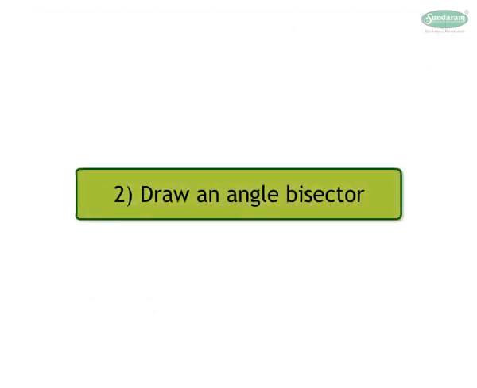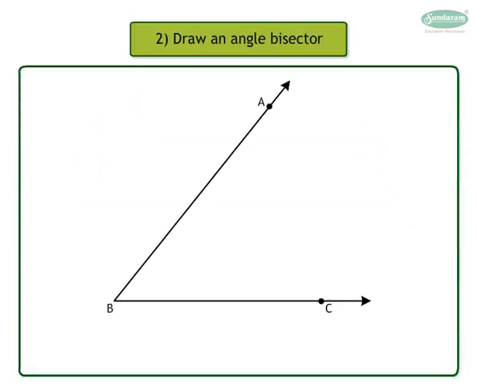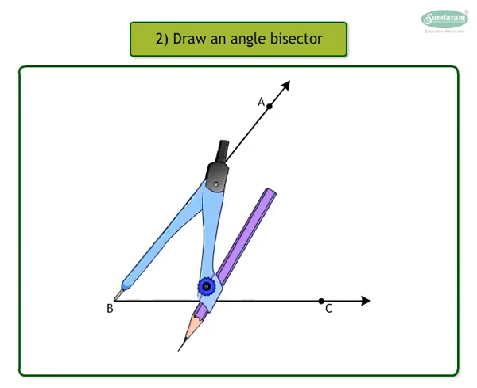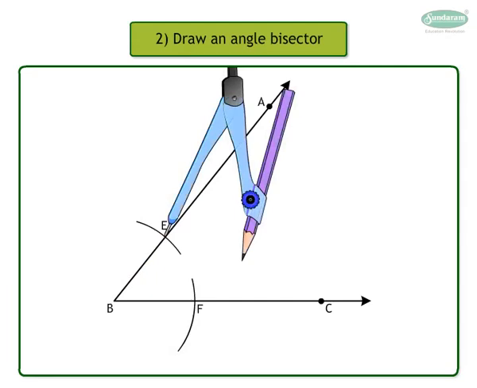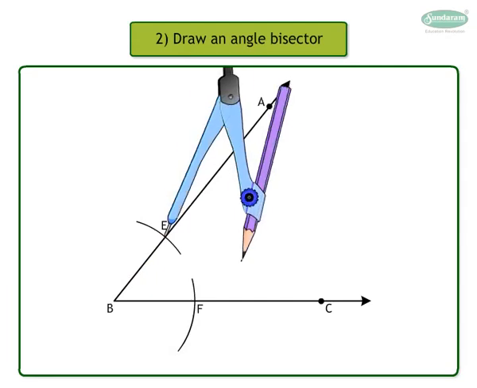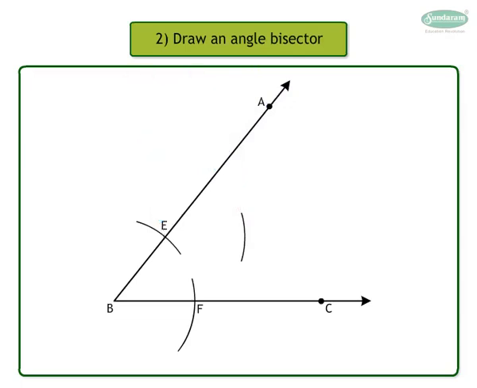2. Now let us learn to draw an angle bisector. Given is angle ABC. Now take B as center. Keeping the point of compass on B, draw 2 arcs intersecting rays AB and BC at points E and F respectively. Now take E as center and with the same radius, draw an arc in the interior of angle ABC.